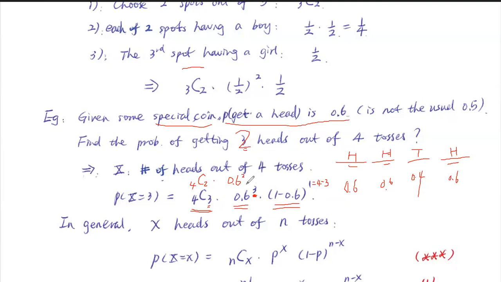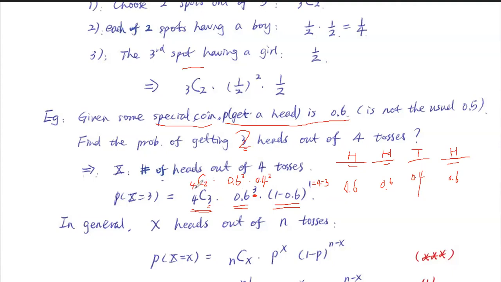Follow me? And then how many tails? Because we have 2 heads, that means the other 2 should be 2 tails, is that right? What's the probability of getting tail? It's 0.4. And that should be squared, is that right? Follow me? So in other words, here, 2 plus 2 is equal to what? 4.